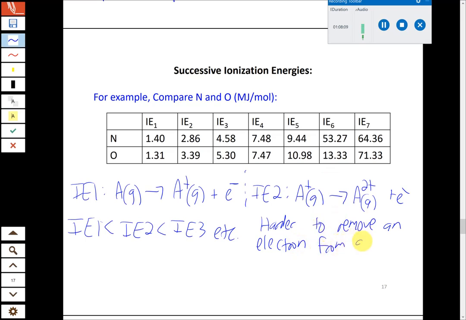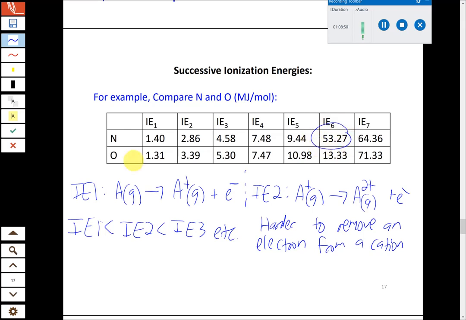But then, what you'll notice is, let's look at the ionization energies for nitrogen and oxygen. These are real numbers now in megajoules per mole. And what we're going to look at is how they change as we go from 1 to 2 to 3 and so on. So for nitrogen, it gradually goes up. It goes from 1.40 to 2.86, goes up a little bit more to 4.58, a little bit more to 7.48, a little bit more to 9.44. All the ionization energies are increasing, but then we see from 5 to 6, there's a huge jump. We go from 9.44 to 53.27, just a huge spike in ionization energy there.